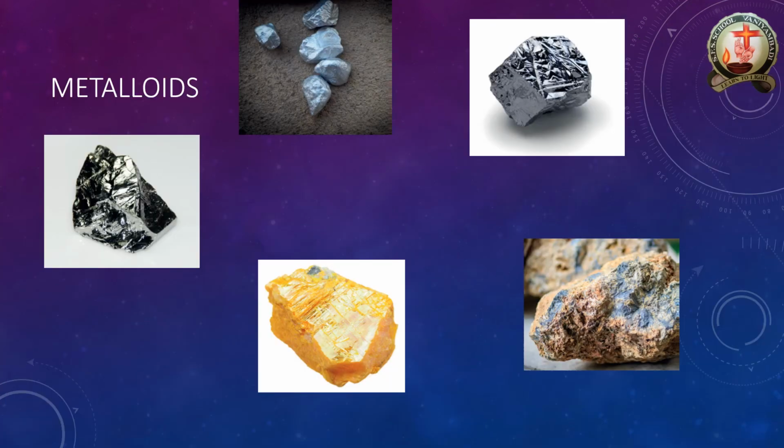Then metalloids. This is a very important one. Metalloids are combined metal and non-metal, having in-between properties. Metalloids are useful compounds for making things nowadays. Metalloids have a property of metal, and at the same time they have the properties of non-metal also.